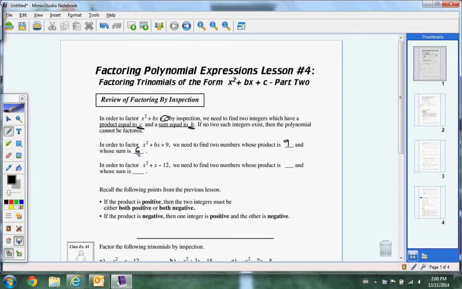Okay, in order to factor negative 12 and 1. Okay, remember, just an x is a 1x.